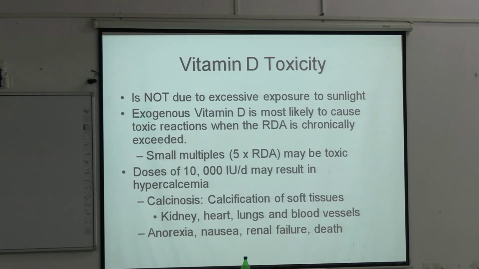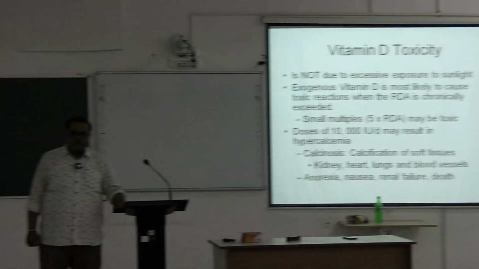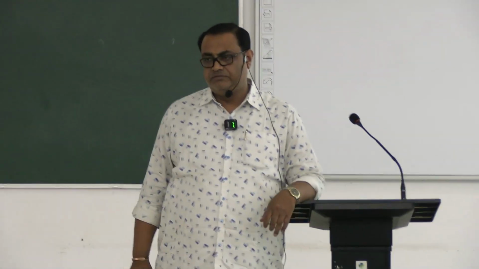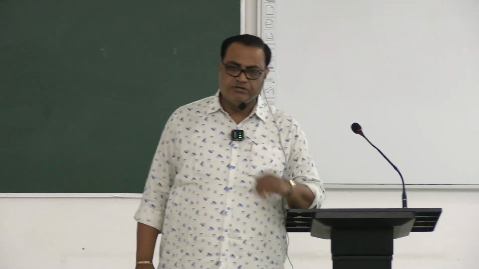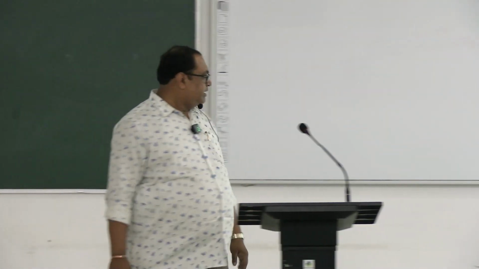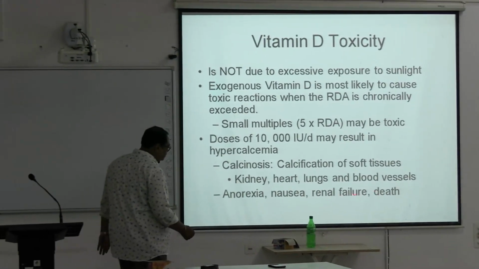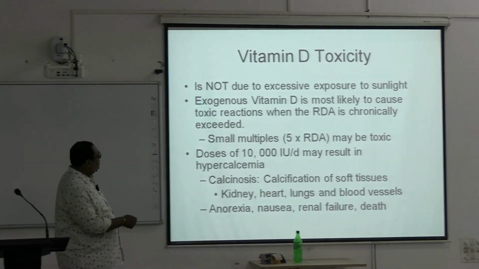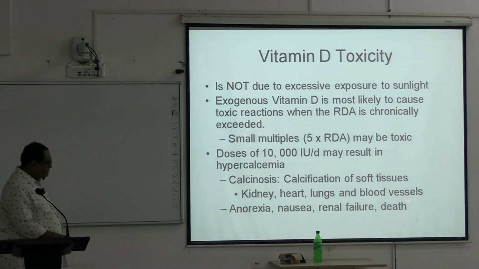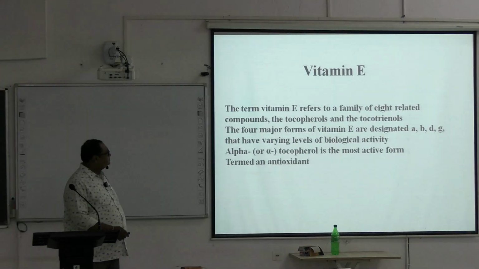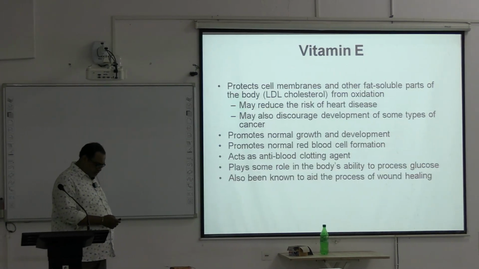This is not a history class. Fine. So that occurs due to certain carcinoma, correct? Fine. Just remember these effects: anorexia, nausea, renal failure, and death in vitamin D toxicity. This part. Okay, that's all.